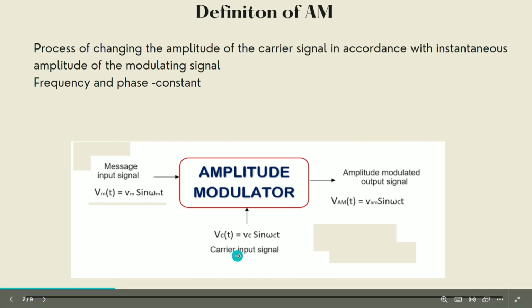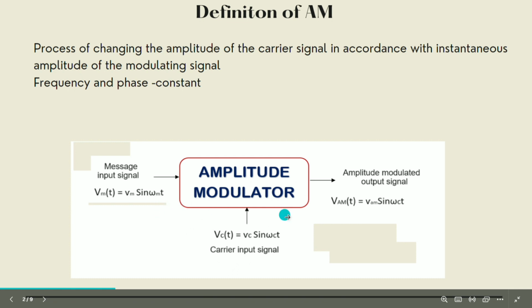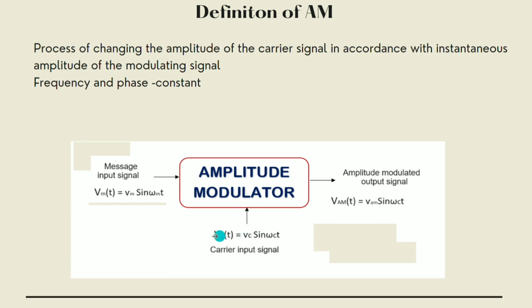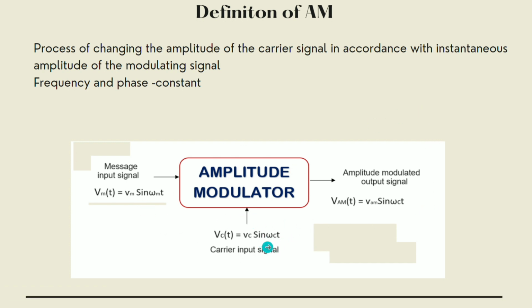One is Vm of t, and the other is Vc of t. Under amplitude modulation, exactly this process is done. In a simple way, the low frequency signal and the high frequency signal are superimposed under amplitude modulation. Superimposed means one above the other. The frequencies Fm and Fc are present in the amplitude modulator, and the two frequencies are superimposed. At the other end, it is represented as the frequency omega c, or sine omega ct. Since it is superimposed, sine omega ct is represented at the output of the amplitude modulator.